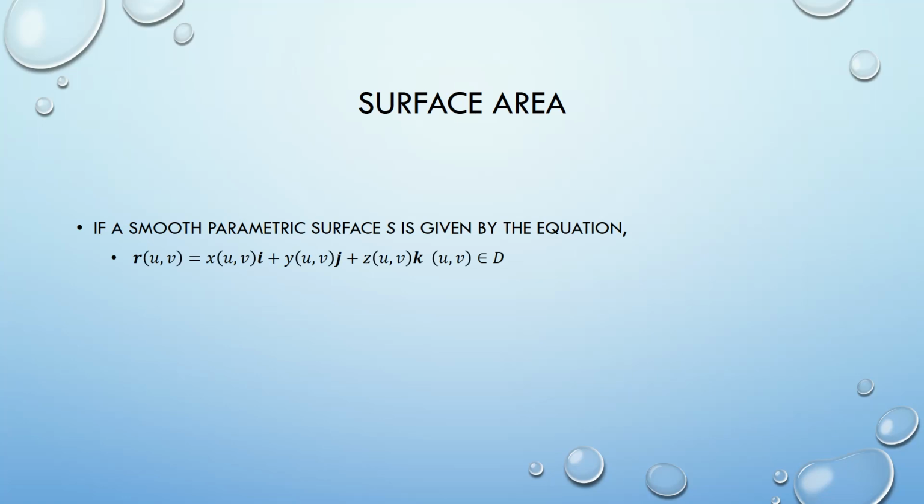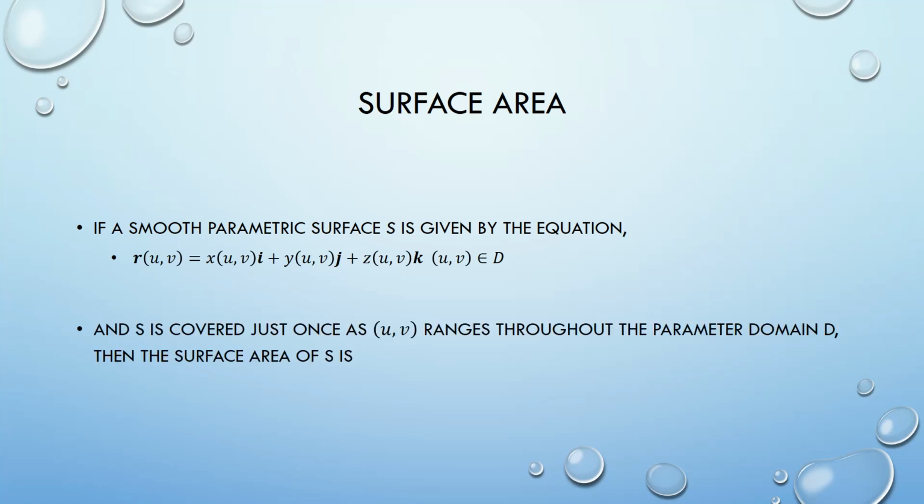So, if a smooth parametric surface, S, is given by that equation, so keep in mind, smooth parametric surface is going to imply that the normal vector is not 0, and u and v is the domain, and S is covered just once. So the surface you're looking at is just covered once for all the u and v in the domain. So if you end up double covering, you want to make sure you discount those points. Then the surface area of the region S is given by this equation.